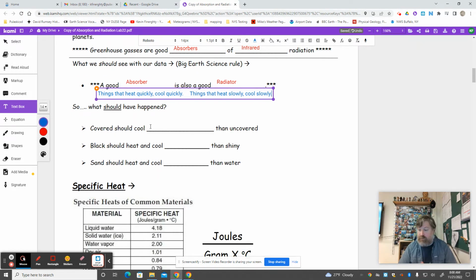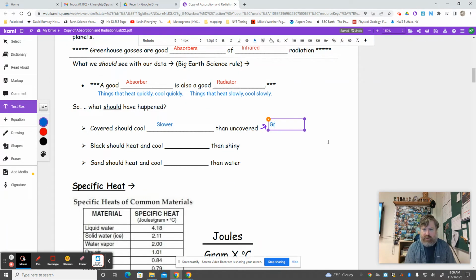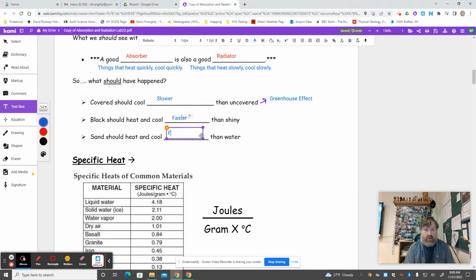The covered, trying to imitate the greenhouse effect, should cool slower than uncovered. And again, we'll just make a little note on here because when we get to your conclusion, you might want to refer back to it. This is to mimic the greenhouse effect. Maybe yours worked, maybe it didn't. We'll see. Black should heat and cool faster than shiny. If you've ever worn a black shirt out on a sunny day in the summer, you've probably recognized that. Sand should heat and cool faster than water.